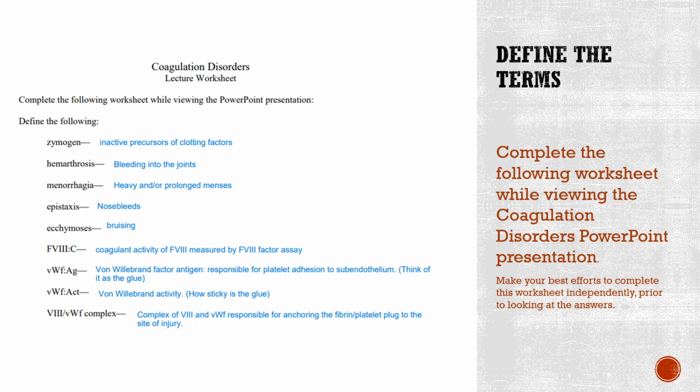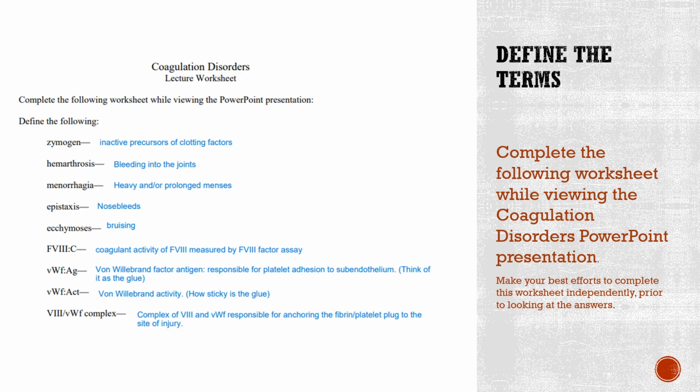Hopefully you were able to complete this page. Let's go over them. Zymogen is an inactive precursor of the clotting factors. Hemarthrosis is a term we use for bleeding into the joints, which again we see in all of the hemophilias. And we also see in factor 7 deficiency. So factor 7, 8, and 9, we see that pretty often. Menorrhagia is heavy and or prolonged menses. Epistaxis, nosebleeds. Ecchymosis, bruising.